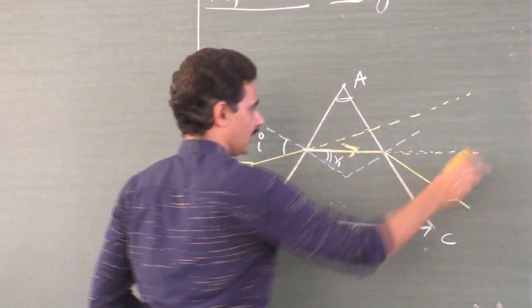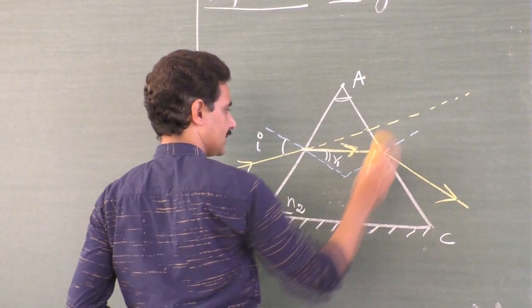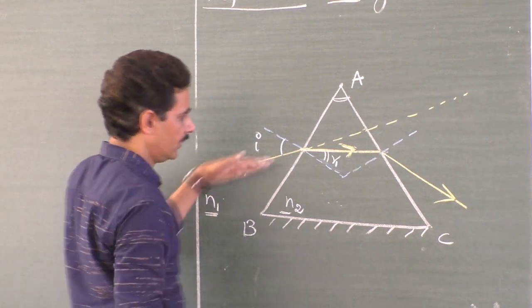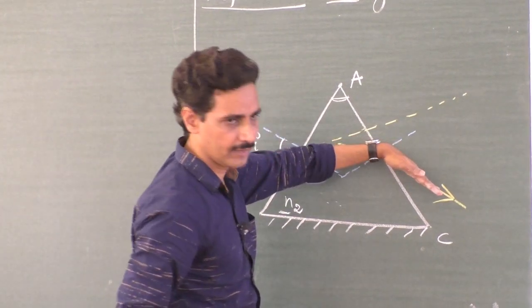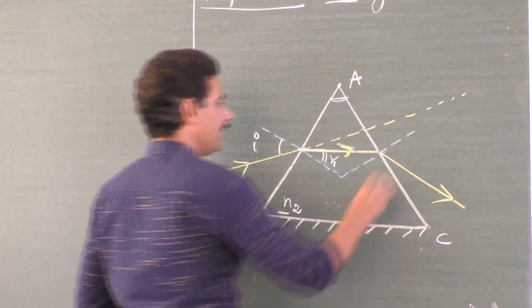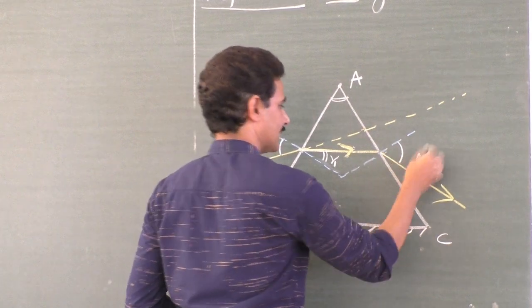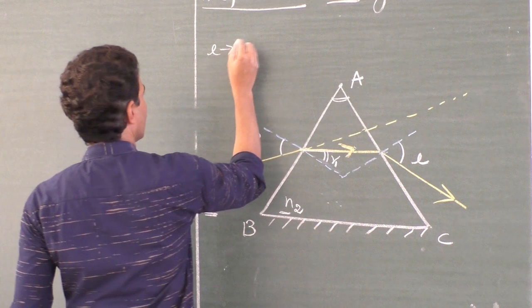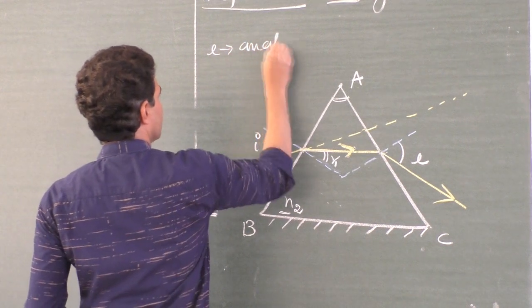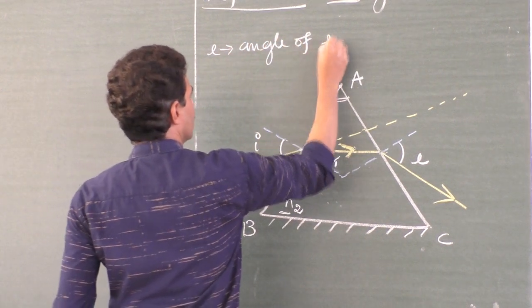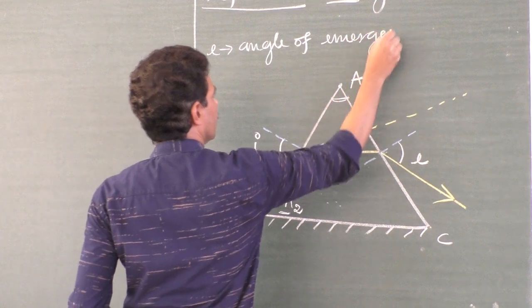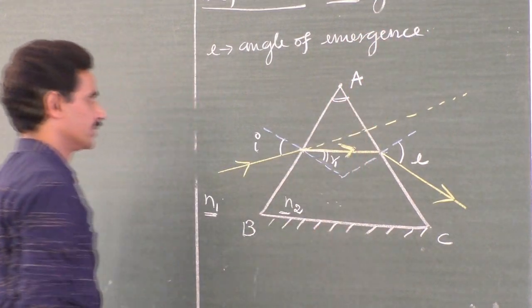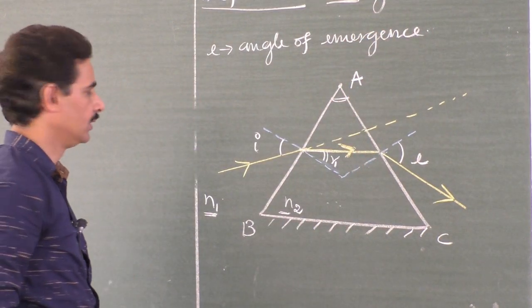Now this normal is not required for us. Just to understand that it has bent away from the normal. From the original direction, it has bent away from the normal. Now I call this angle the angle of emergence. So e is the angle of emergence. We didn't use this symbol till now. It has come out with the emerging angle.